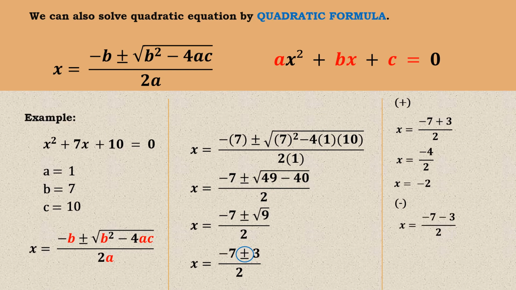So, x, negative 7 minus 3. So, this time, ang minus 3 na ang imong gigamit. Nakuha? So, negative 7 minus 3, that is negative 10. Divided by 2, that is equal to negative 5. So, the value of your x now, class, are negative 2 and negative 5.